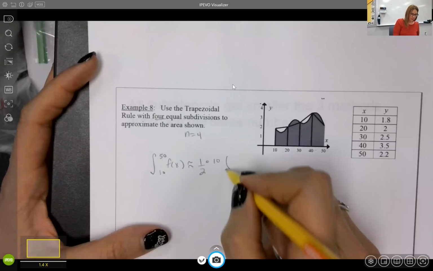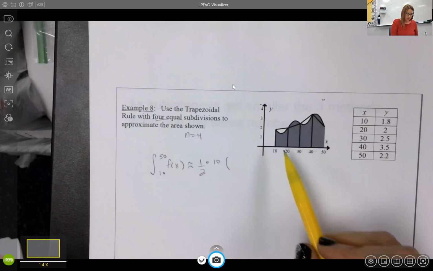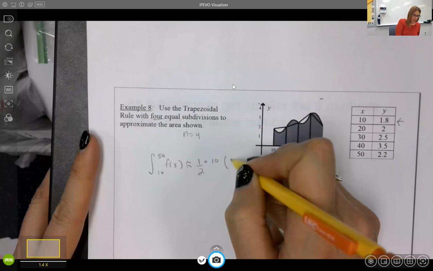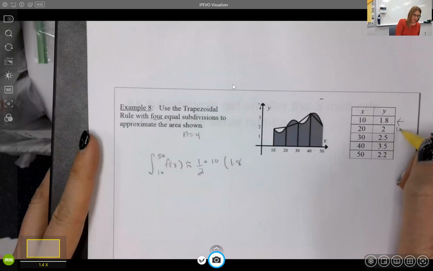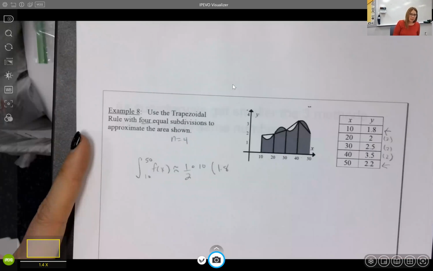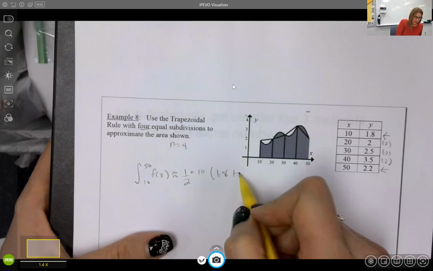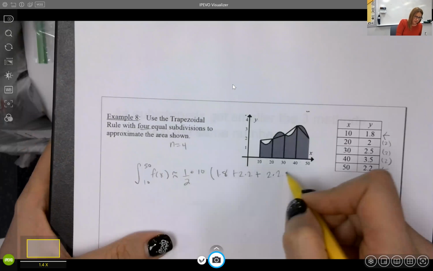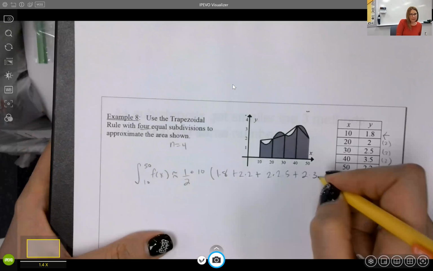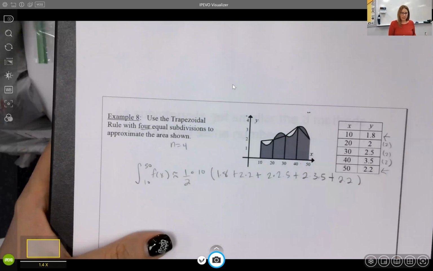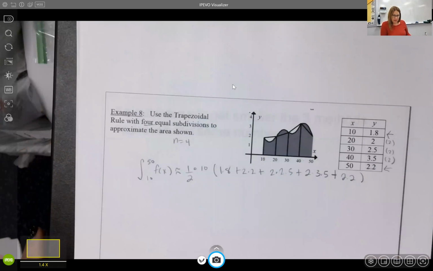And then I have to write the first height. The first height is 1.8, and I can look at it right here. So at 10, it's 1.8. And then each of these are going to be times 2 until the end. The first and the last are not doubled. So 1.8 plus 2 times 2 plus 2 times 2.5 plus 2 times 3.5, and then plus the last one, 2.2. That's what our area will be. And look at that, we don't have to do anything to finish that up.